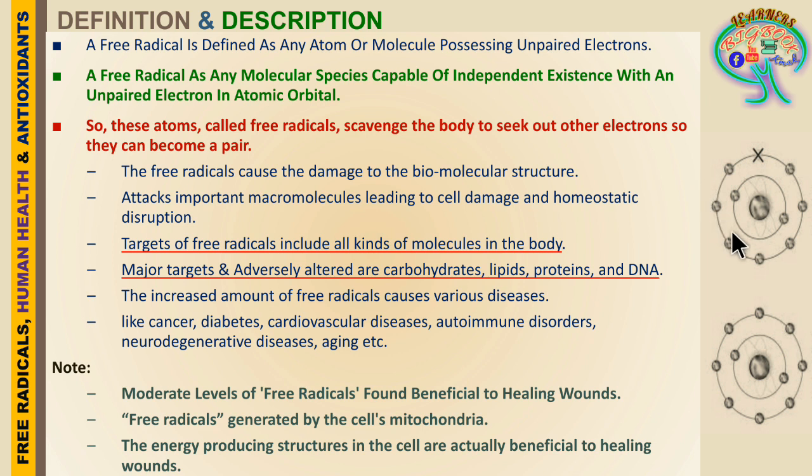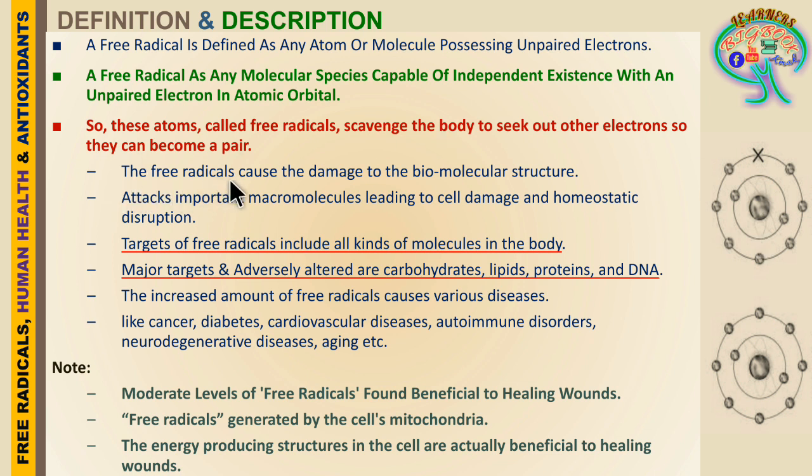Because of that, this stands as the free radical, where this single electron will readily accept, donate, or be scavenged to another free radical or another biomolecule. It is going to snatch an electron, or get donated to the other atom of another molecule. So this is what happens. These atoms called free radicals scavenge the body to seek out other electrons so they can become a pair. That is what we have discussed here.